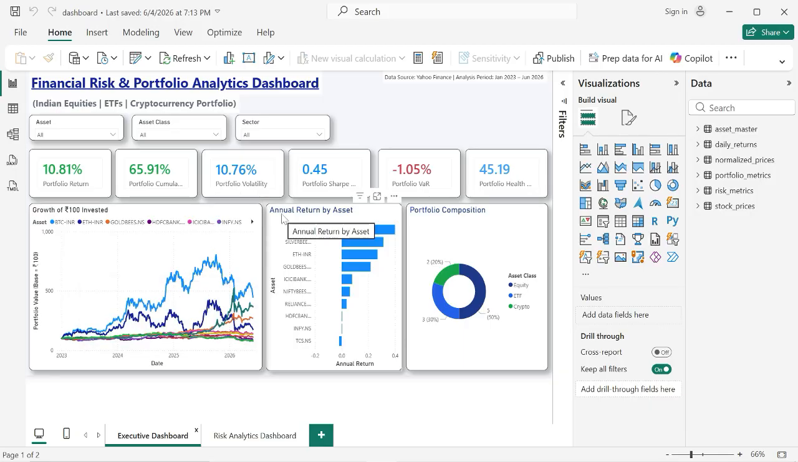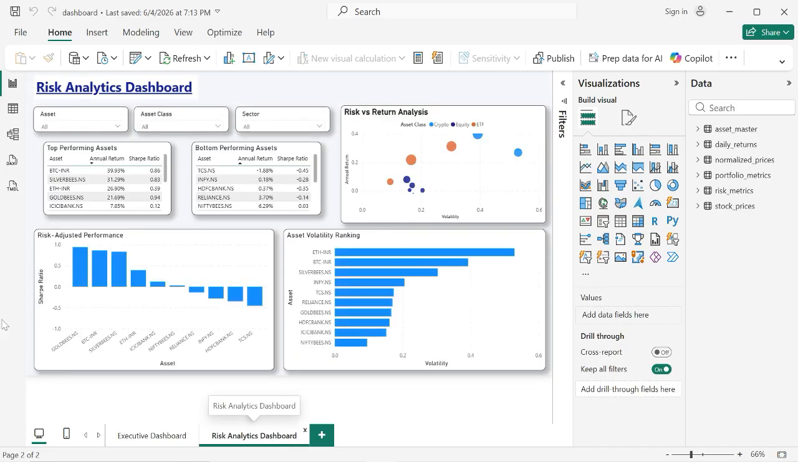And the next one is annual return by asset. Here I have shown the returns by asset in a hierarchy from the highest to the lowest, and the last one is the portfolio composition, like what the portfolio includes. As you can see, there are 5 equity stocks, then 3 ETFs, and 2 cryptocurrencies.